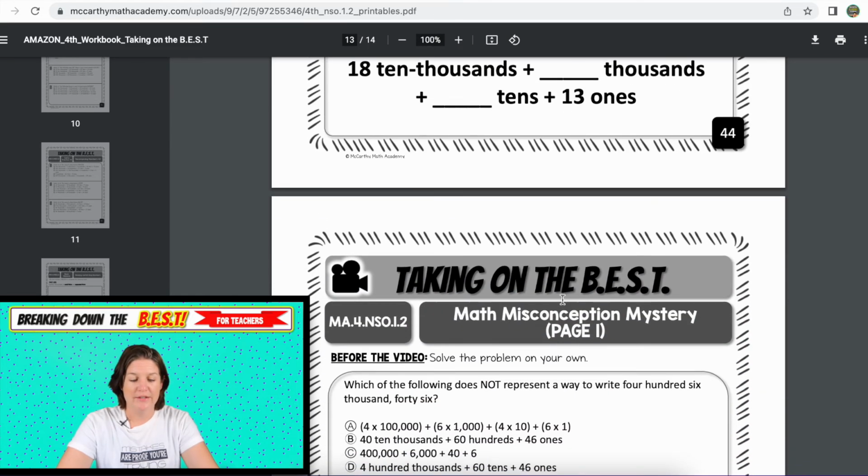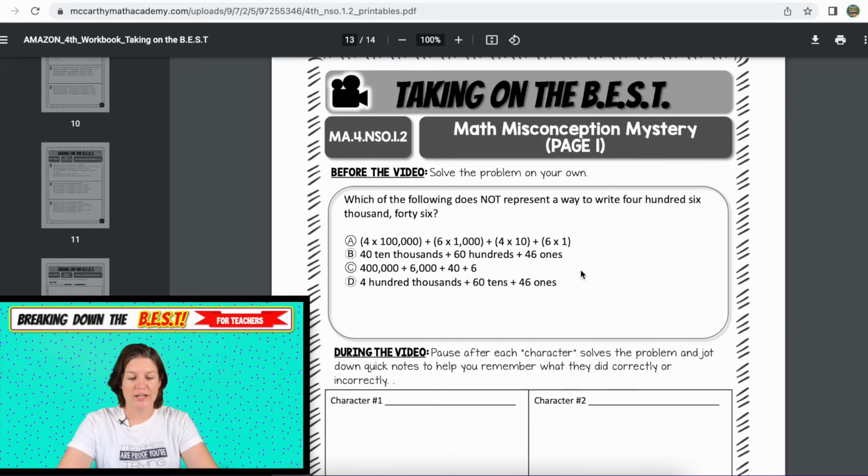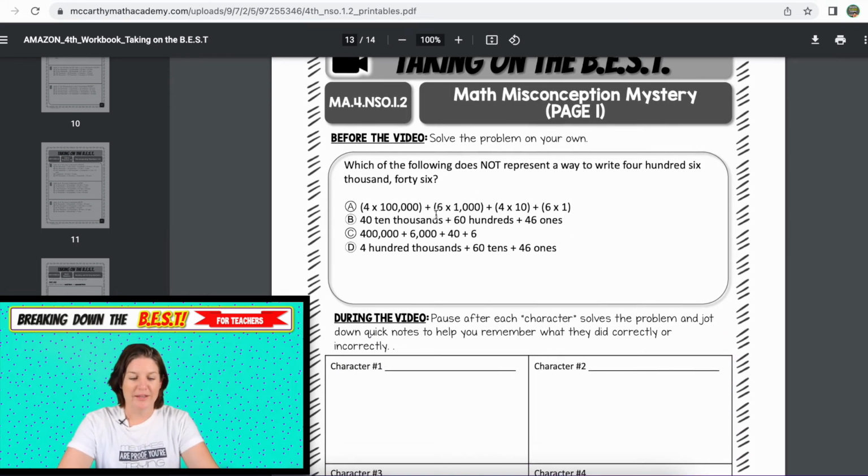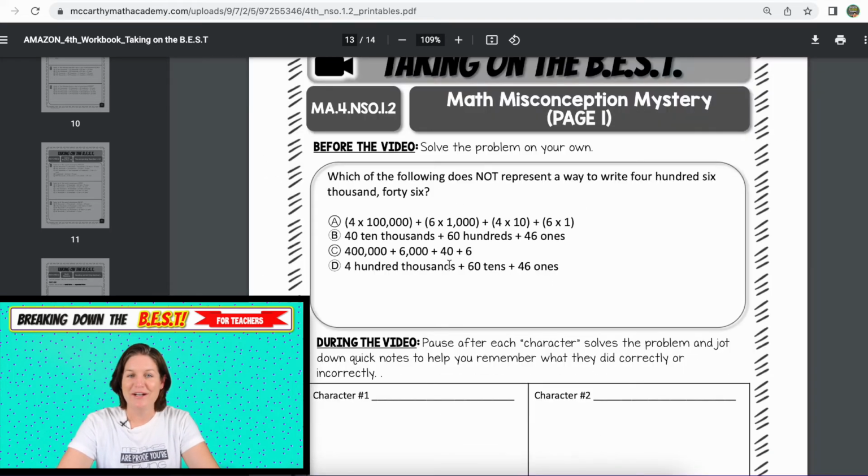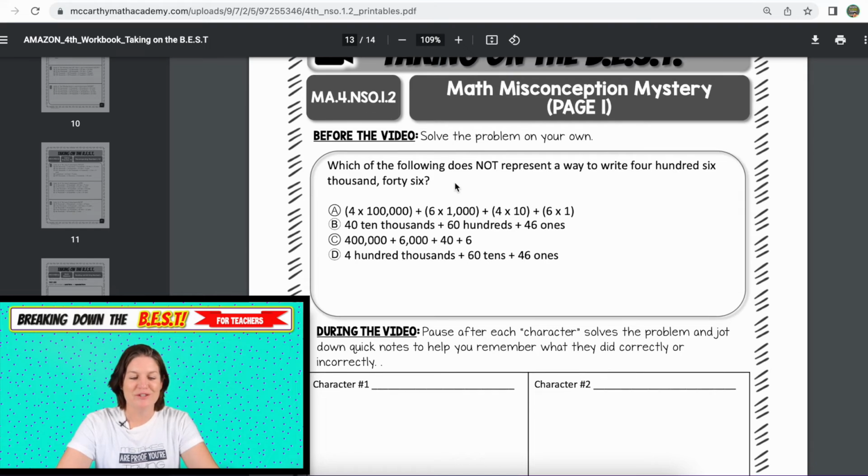And then for the math misconception mystery episode, oh man, threw them right into it right away. So it says, which of the following does not represent a way to write 406,046? First of all, that not is going to throw students off, and then we've got these different answer choices.